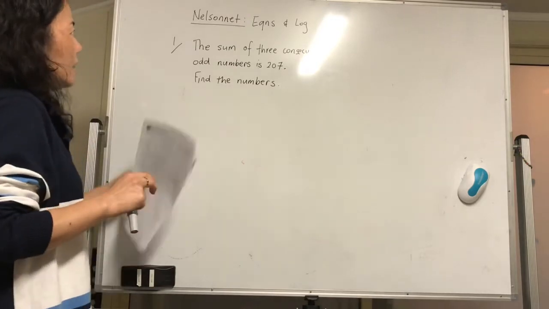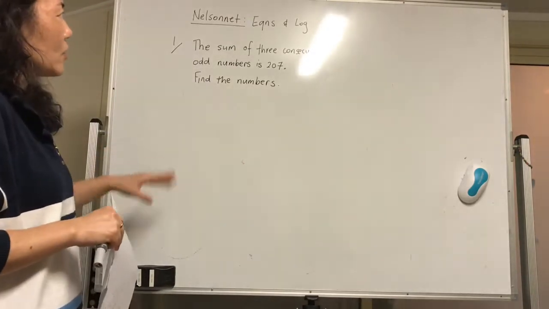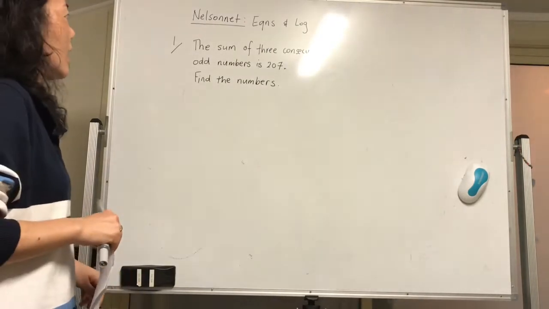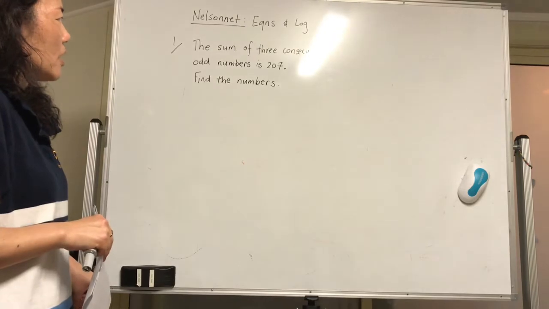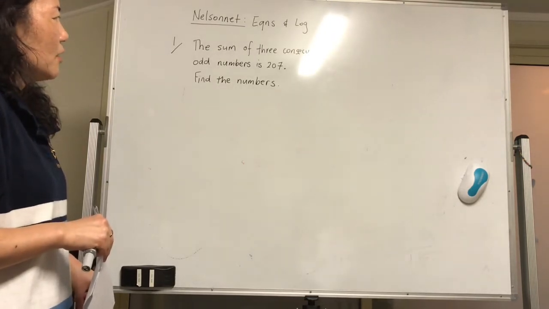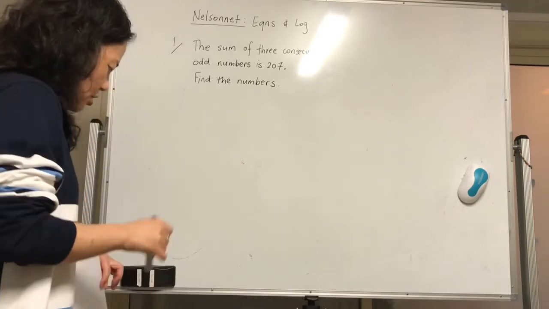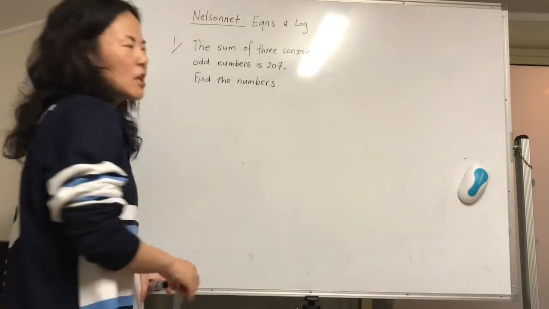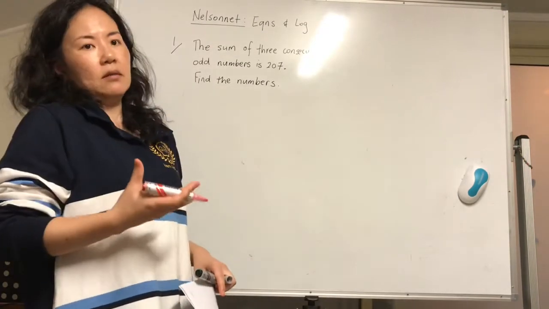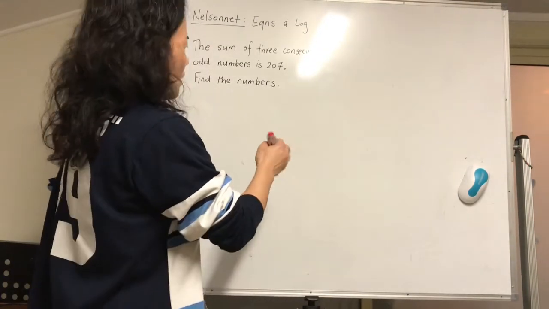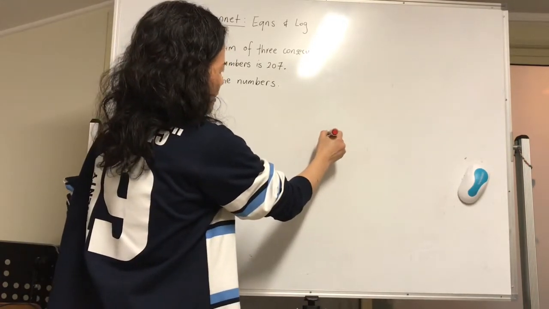Okay. Now, this question is from Nelson Ned, topic test on the equations in log. The sum of the three consecutive odd numbers is 207. Find the numbers. Now, before we start, I have to do a little bit of quick revision on the log. So log is like a power, index form, about how to find the power.